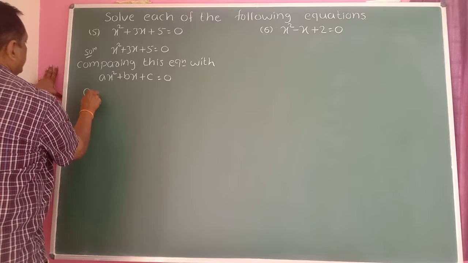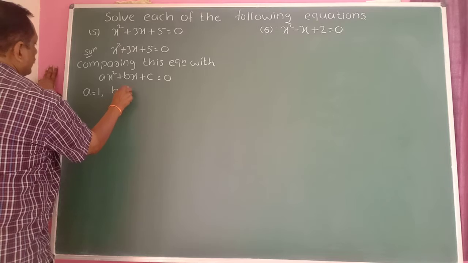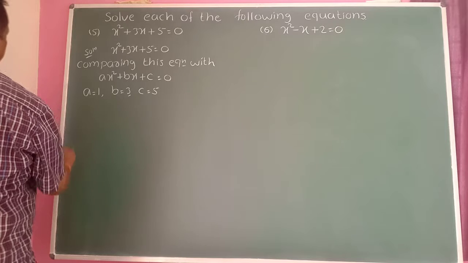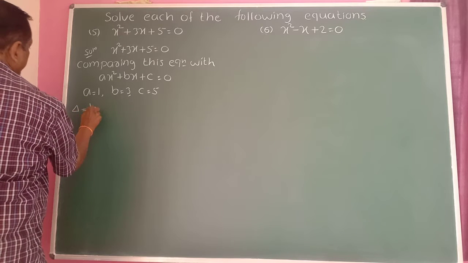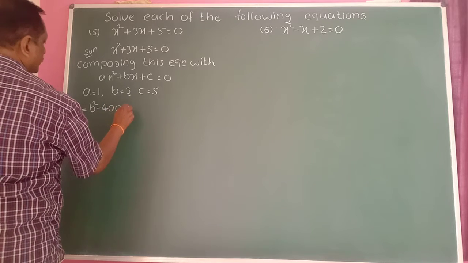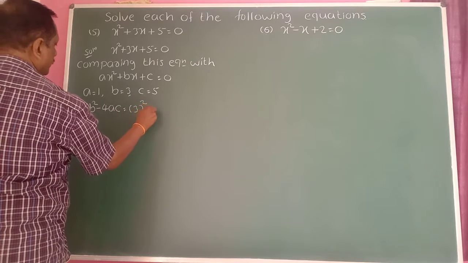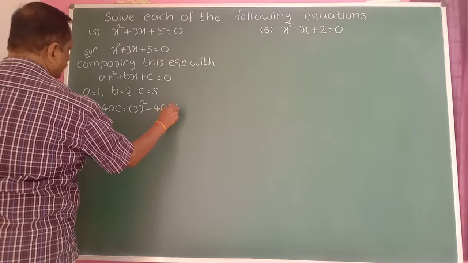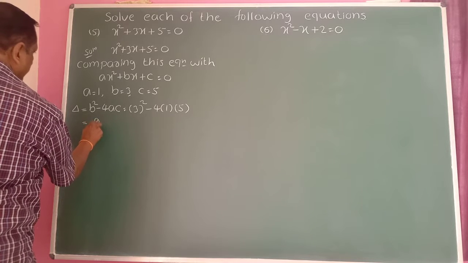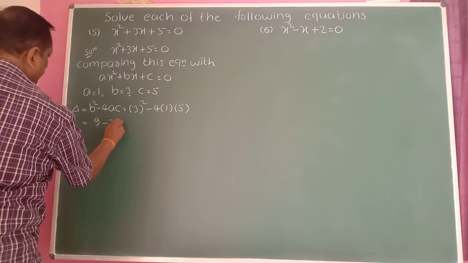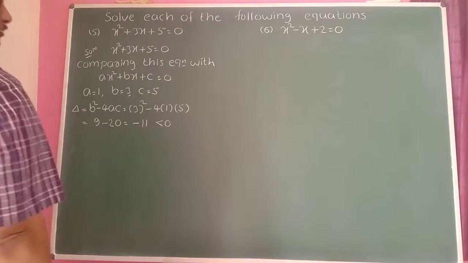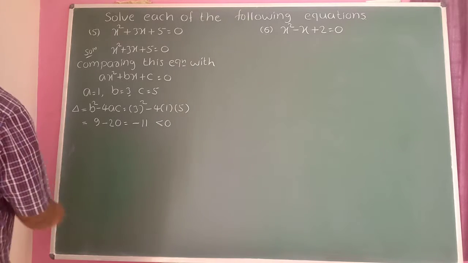Hence, the value of a is 1, b is equal to 3 and c is equal to 5. Therefore, discriminant delta is equal to b square minus 4ac, which is 3 square minus 4 into a value 1 and c value 5. Then this is equal to 9 minus 20, which is minus 11. So it is a negative value, less than 0. So roots are complex roots.